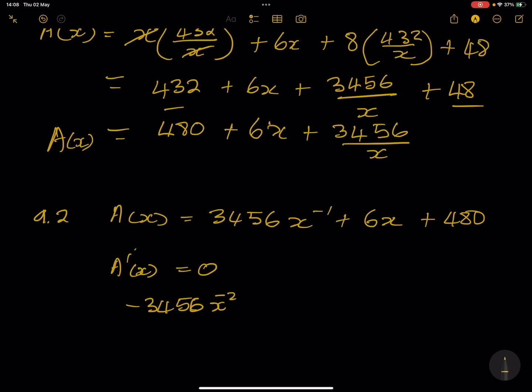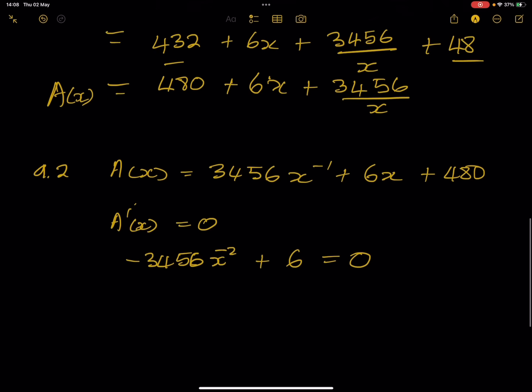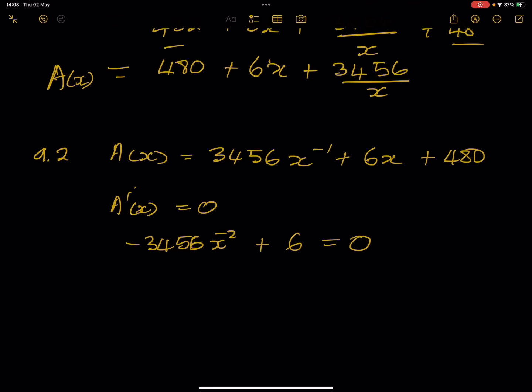X minus 2, sorry about that, plus 6, and this would equal 0. So if I take this to the other side, that's minus 3,456 over x squared is equal to negative 6. And of course, I can drop the negatives by multiplying by negative 1.